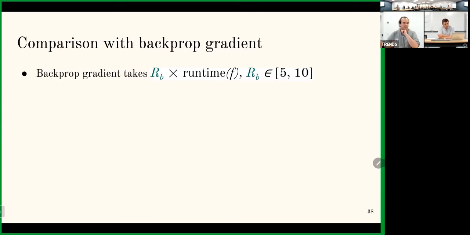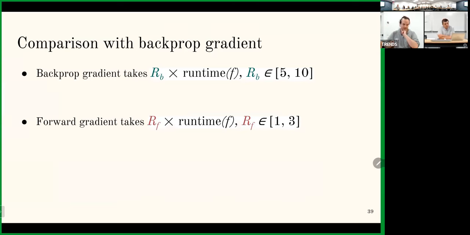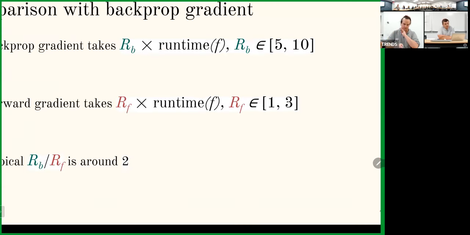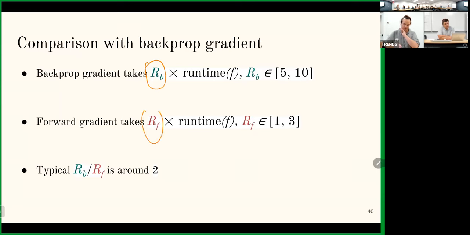So backpropagation relies on reverse mode. The complexity of the reverse mode is this. Forward gradient is using forward mode AD. The complexity is this. And if we divide the second by the first, we will get a relative complexity of the forward mode compared to backpropagation gradient. And a typical ratio of this value used in backpropagation to this value using forward is around two. So in theory, we can expect that our forward gradient will be computed twice as fast as backpropagation gradient, at the expense that this forward gradient is somewhat random.